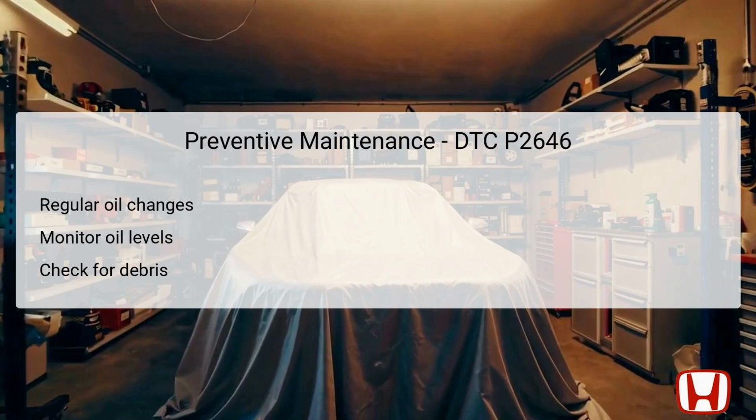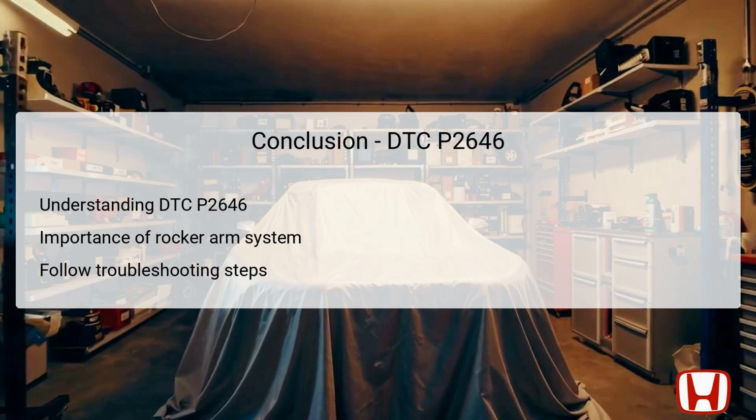In conclusion, understanding DTC P2646 is crucial for maintaining the performance of the Honda Civic 2022 Plus. This code highlights a malfunction in the rocker arm oil pressure system, which can impact engine performance and efficiency significantly. Recognizing the roles of the rocker arm oil pressure sensor and control valve is critical in diagnosing the issue accurately.